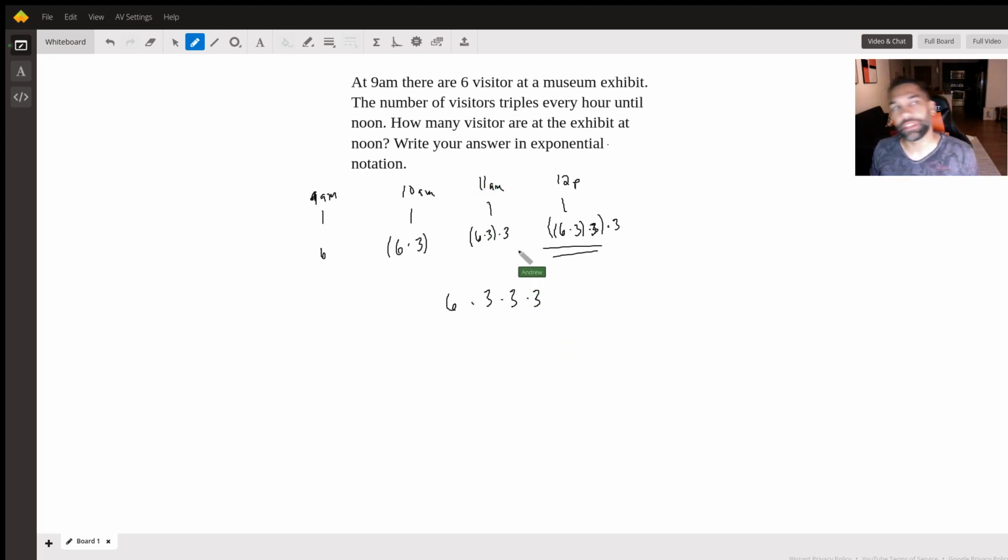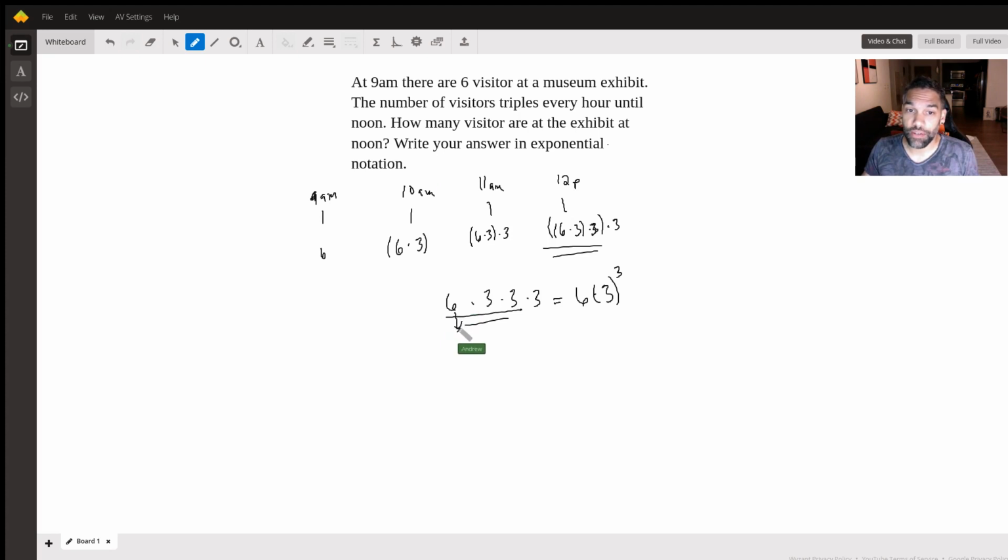Now there are a couple ways that you can do this because it's not very explicit in terms of what it's asking. So you could write it just in the form that you see here, which would be 6 times 3, and there's three 3s here, so it would be 3 to the third, right? And I think that this is the answer that was given. Now, it doesn't specifically say how many people were there at 9 a.m. in terms of the form. So there is one more answer that you can think of, right?